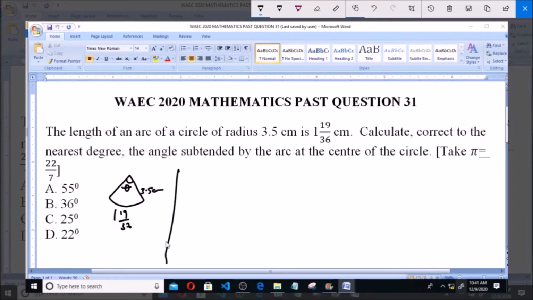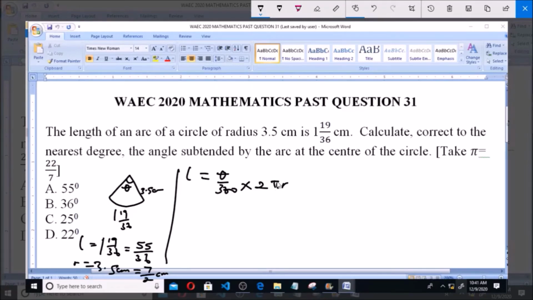Now it simply means that the length of the arc L is equal to 1 19/36, and that is equal to 55/36. Now R is given to us as 3.5 cm. Now let me express it as a fraction. That's 7/2 cm. Now the formula for finding the length of an arc is L equals theta over 360 multiplied by 2 pi r.